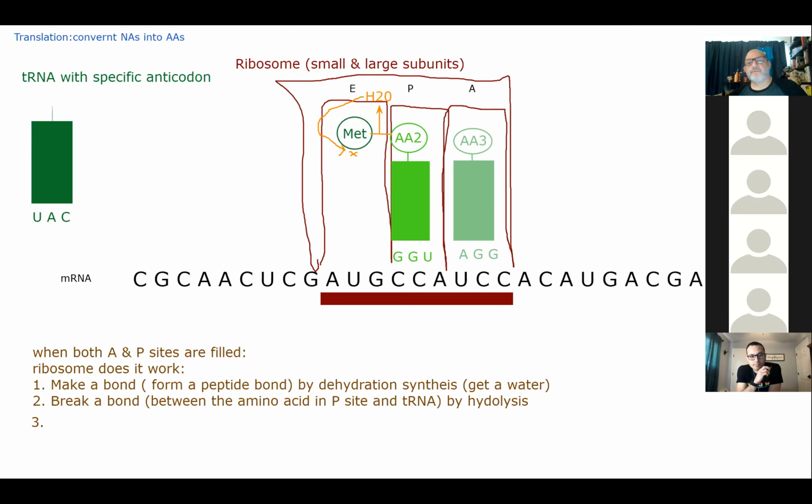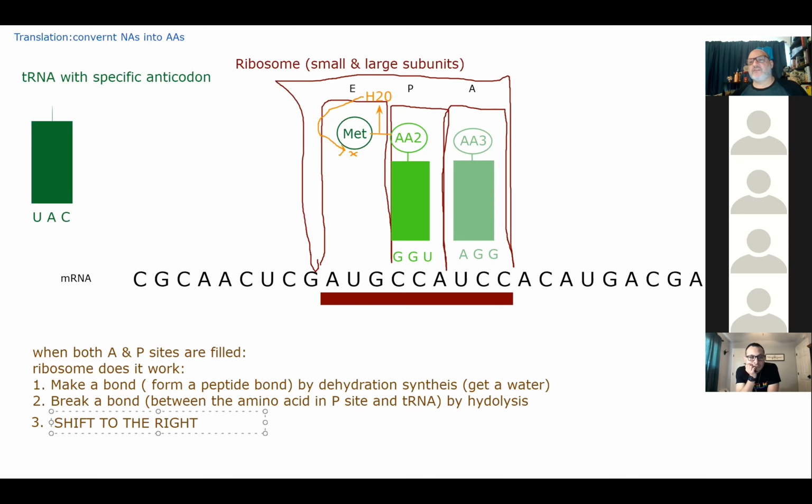Excellent. Everything is locked and loaded now. There you go. Glycine. Perfect. Excellent. And again, we can absolutely look it up. We don't care. So everything is locked and loaded. So now the ribosome does its work. What is the work of the ribosome?